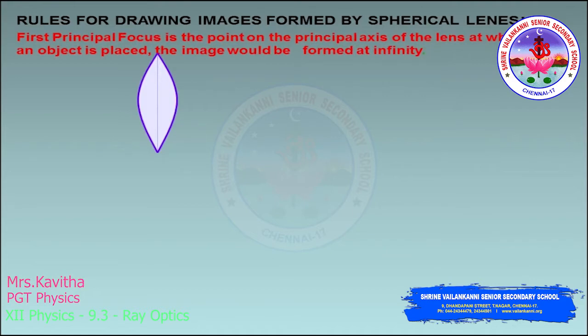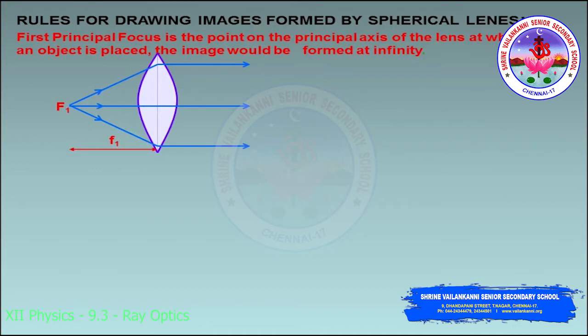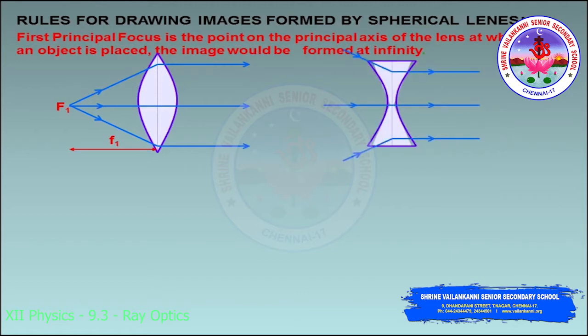See, first we have to see that the principal focus is the point on the principal axis of the lens at which, if the object is placed, the image will be formed at infinity, for a convex lens as well as for a concave lens.